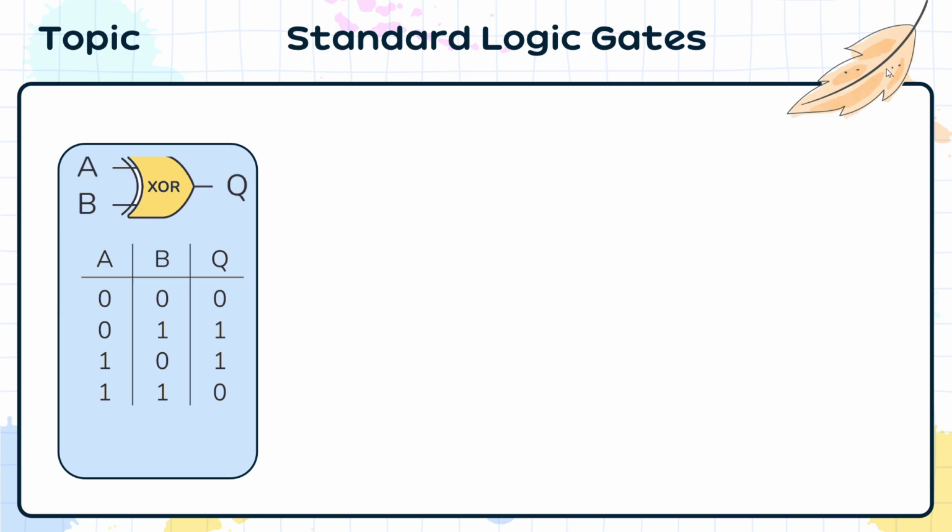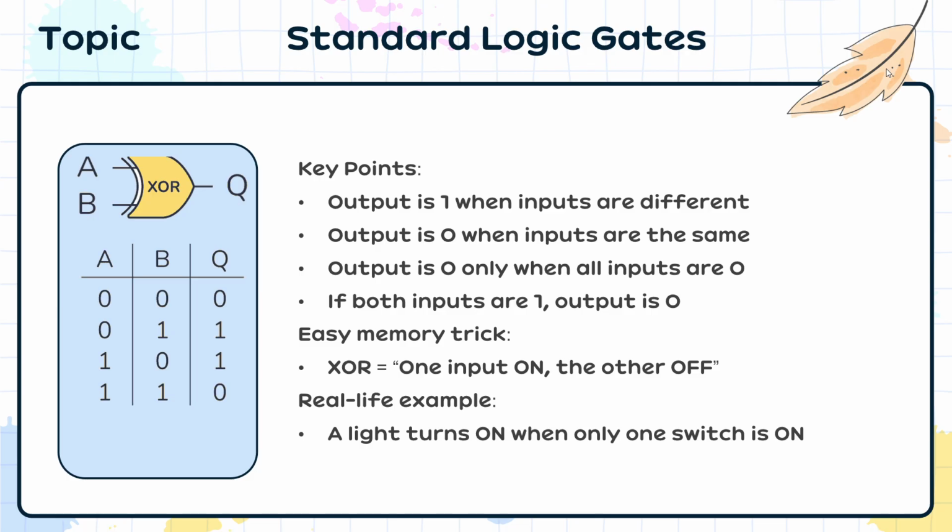Finally, we have the XOR gate. The XOR gate gives an output of 1 when the inputs are different. If both inputs are the same, either 0 or 1, the output becomes 0. An easy way to remember this is one input on and the other off.